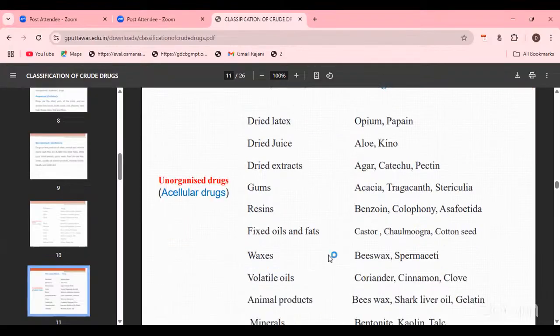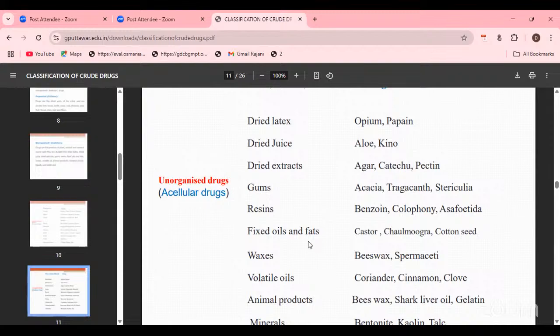Unorganized drugs, gums. Acacia is a gum. Acacia, tumma, under the gum to produce it. Tragacanth, sterculia are gums. Resins: benzoin, colophony, asafoetida are the resins.